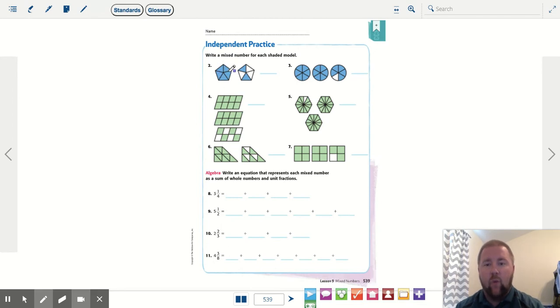So again, 1 whole is shaded, and then how much of the next one? 1, 2, out of the 5 total pieces. This one here, number 3, 2 wholes are shaded, and then 5 out of the 6 are shaded here. Number 4, 1, 2 are shaded, and then 1, 2, 3, 4 out of the 8 are shaded in the fraction part.